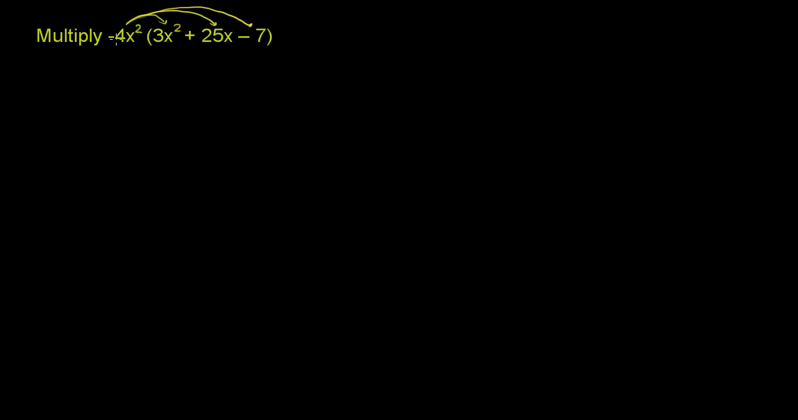So first we can start with negative 4x squared times 3x squared. So we can write that we're going to have negative 4x squared times 3x squared. And to that, we're going to add negative 4x squared times 25x. And to that, we're going to add negative 4x squared times negative 7. So let's just simplify this a little bit.